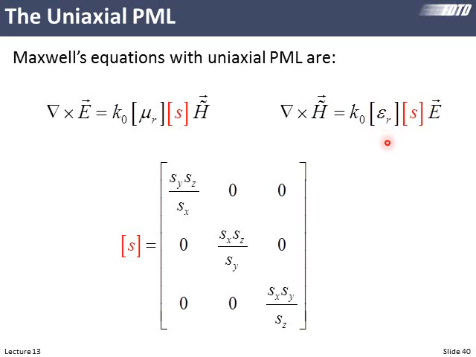So one thing we can think of for a uniaxial PML is that we're just modifying our material properties at the outer part of the grid. And for frequency domain models, that really has a lot of benefits. And this was how we derived our PML tensor for the uniaxial PML.